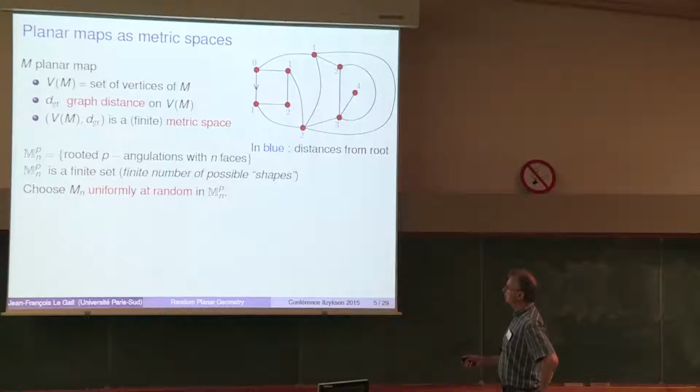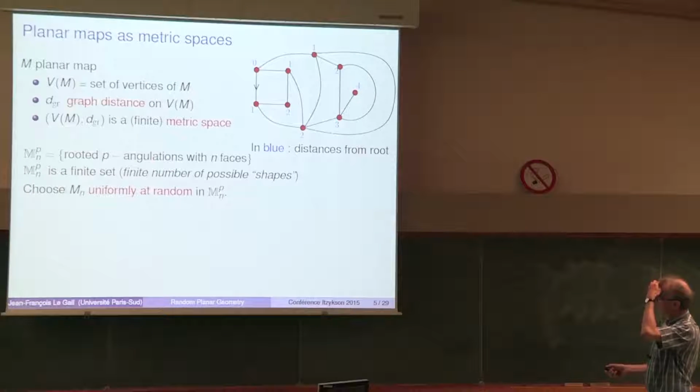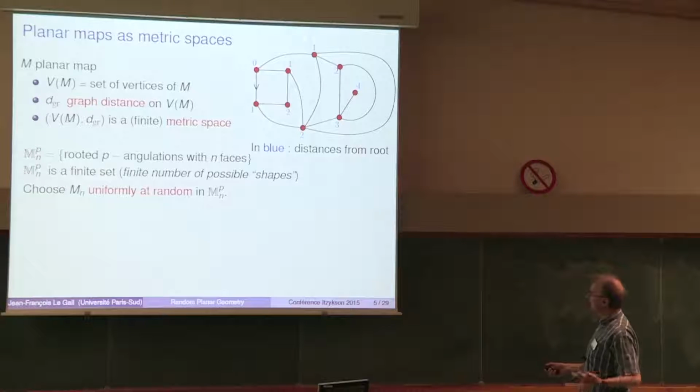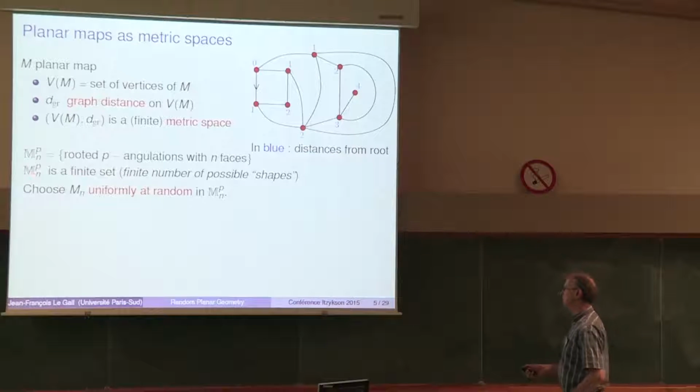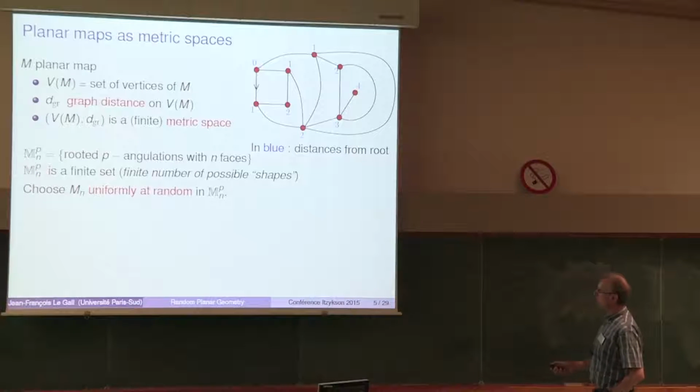And of course, as I recall from the previous slide, we are interested only in the combinatorial object. We identify two p-angulations if they correspond via a direct homeomorphism of the sphere. So there is only a finite number of possible shapes, so this set M and P is going to be finite. And what I want to do is work with a fixed value of P, then P equals 3 to work with triangulations, and let N tend to infinity. Okay? We could do something more general, in fact.